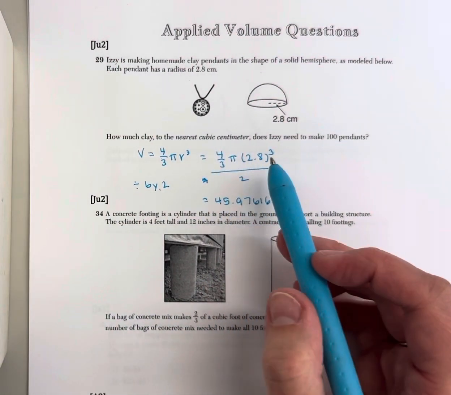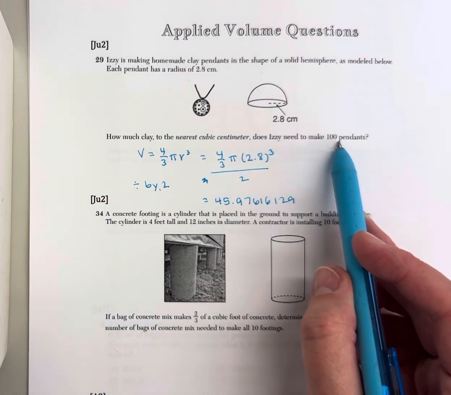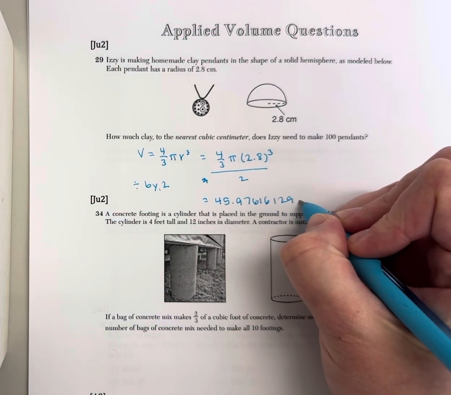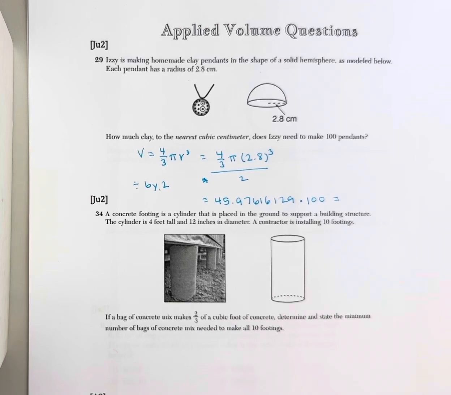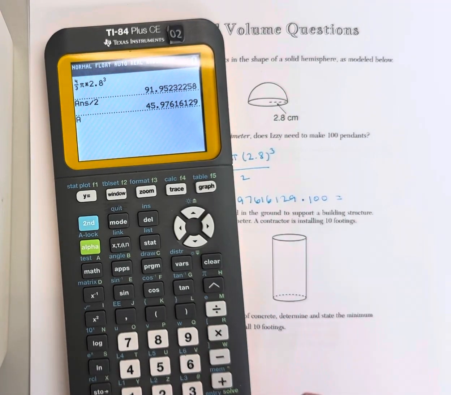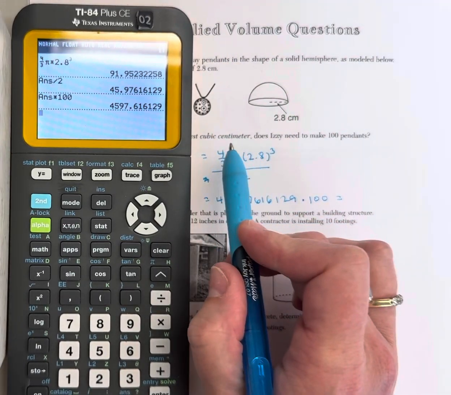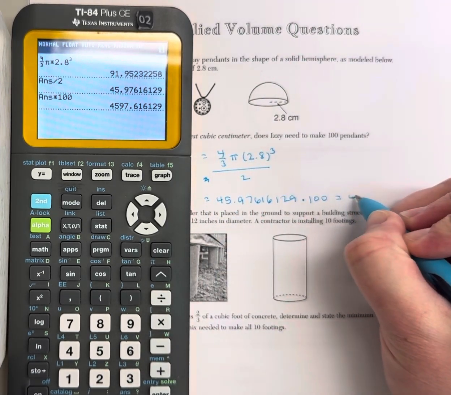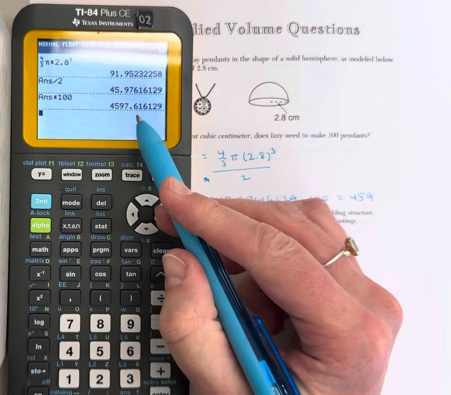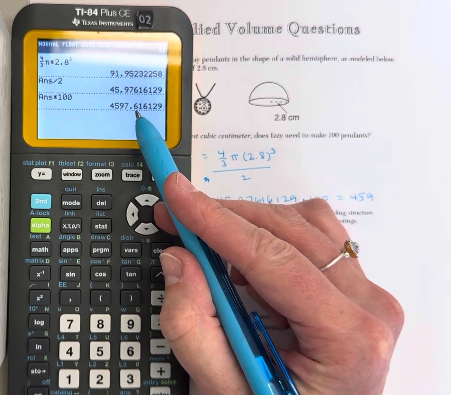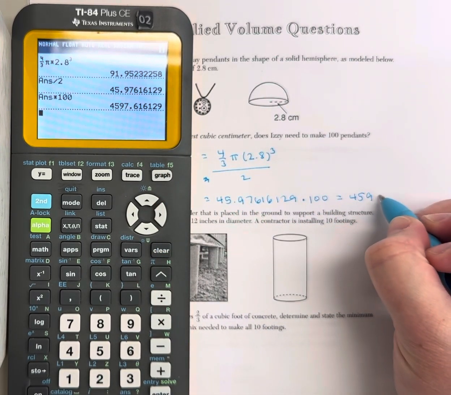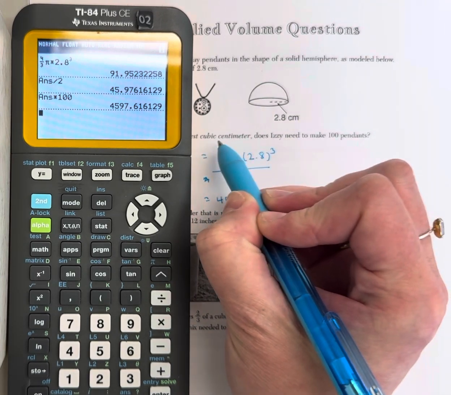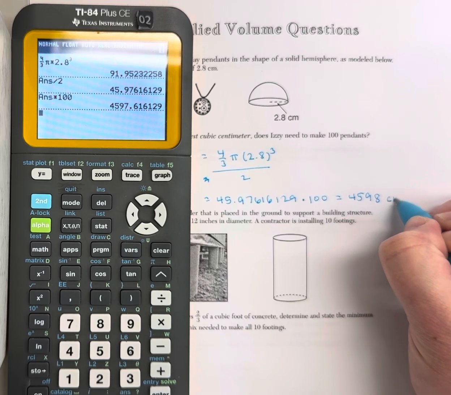How much clay to the nearest cubic centimeter does Izzy need to make 100 pendants? So we're going to take this number and multiply it by 100. And we're going to round to the nearest cubic centimeter so you don't get a point off. This is only worth 2 points. So 4, 5, 9, and then either this is staying a 7 or going up to an 8, and in this case, it's going up to an 8. Also, since it says cubic centimeter, you know that this is a volume question.